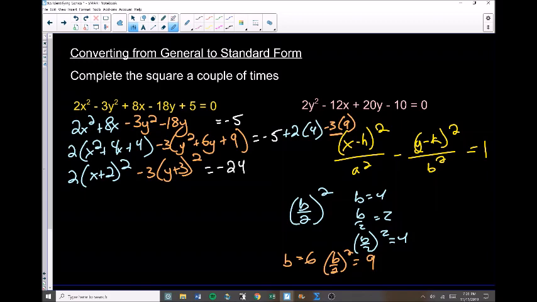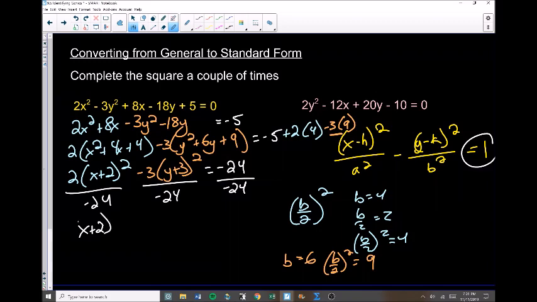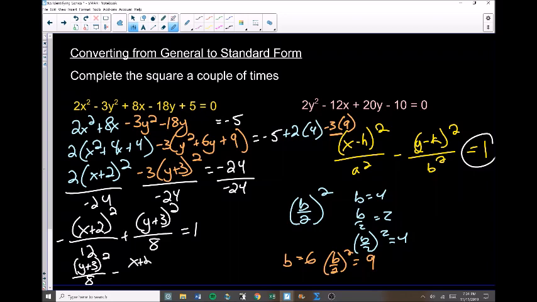The last step is pretty straightforward. Divide everything by negative 24. I'm doing that because I want to get this to equal 1. Hyperbolas are equal to 1. And that gives me x plus 2 squared over negative 12 is how I'll write this, plus y plus 3 squared over 8 equals 1. And I want to have the minus in the middle, so I'm going to swap the spot of these two terms. So it'll be y plus 3 squared over 8 minus x plus 2 squared over 12 equals 1. And there is the equation of the hyperbola.